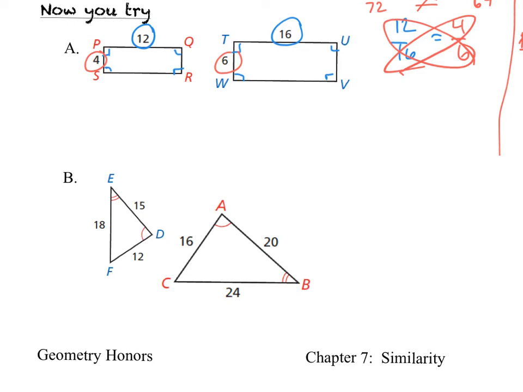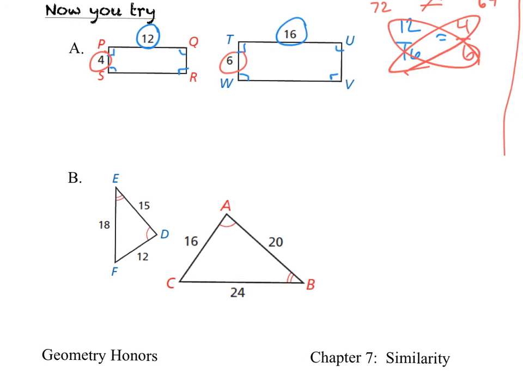Okay, so in example B, we have the angle A is congruent to angle D. Angle B is congruent to angle E. And so angle C must be congruent to angle F because of the third angles theorem. Now let's check some sides.